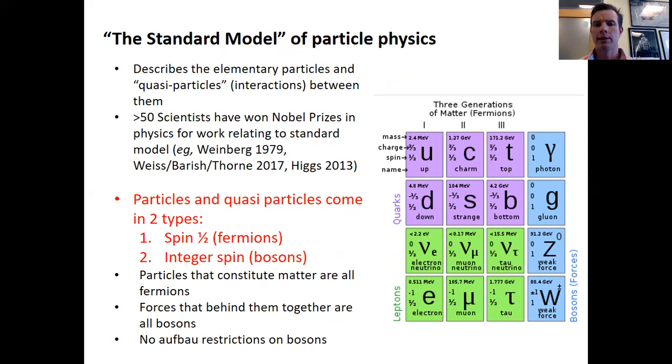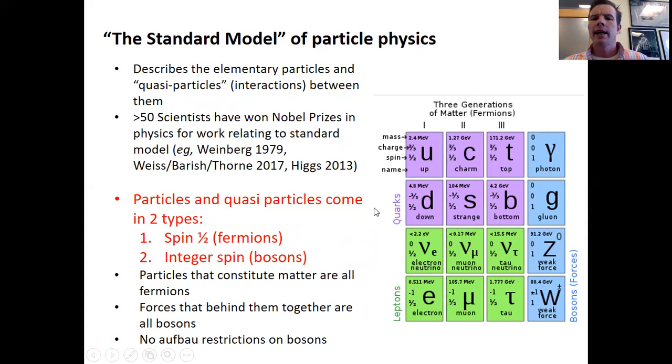So the standard model describes elementary particles and the interactions between them. Interactions are sometimes called quasi-particles. It's represented in this chart here, and you'll see some names of things that you might recognize. For instance, neutrinos, muons, electrons, photons, gluons, weak forces. There are all these quarks, up, down, left, right, charm, whatever they are. I always swear that the physicists were smoking something really good when they came up with the names for the quarks.